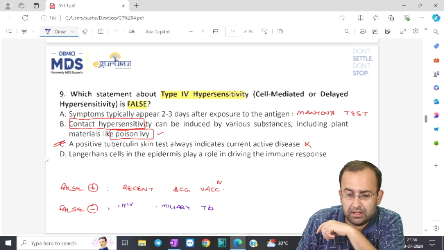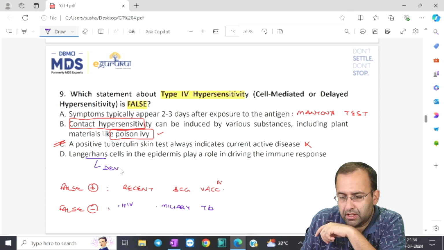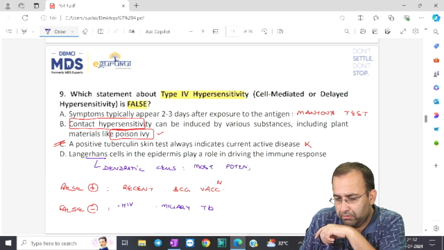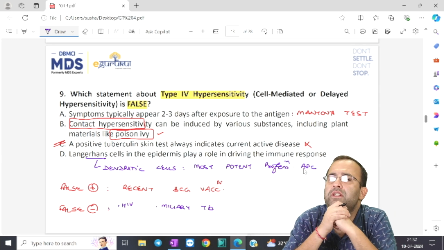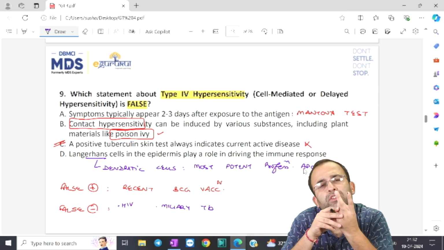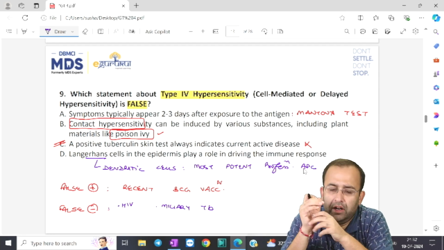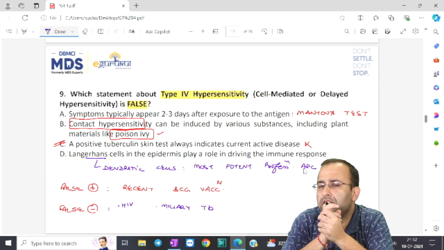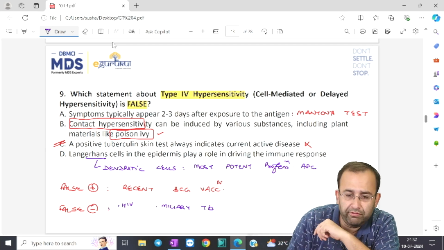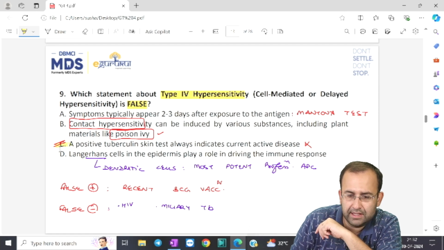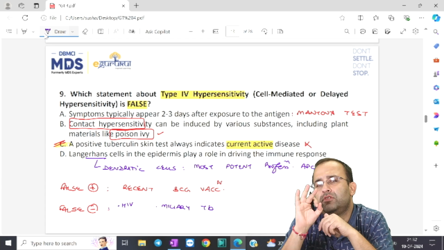What are Langerhans cells? They are the dendritic cells of the skin. They are the most potent professional antigen presenting cells. There are 3 professional antigen presenting cells: dendritic cells, macrophages, B cells. Most potent is the dendritic cell. The dendritic cell of the skin is called the Langerhans cell. It plays a role in the immune system. Agreed, this is true. So which statement was false? C. It always indicates current active disease is false. So the answer was C.